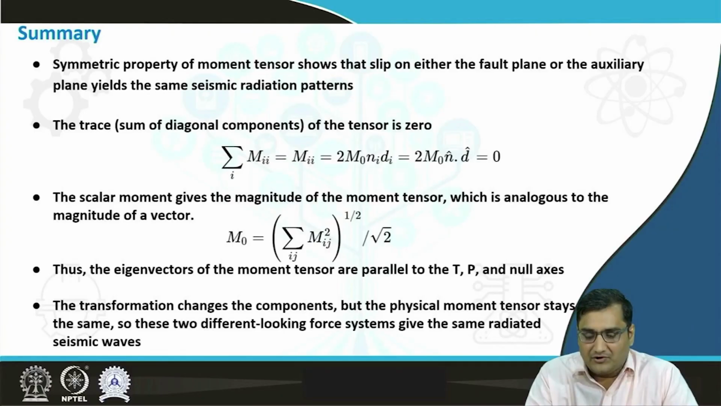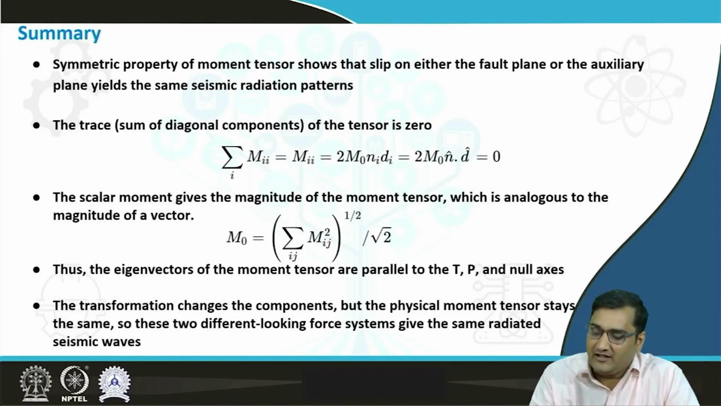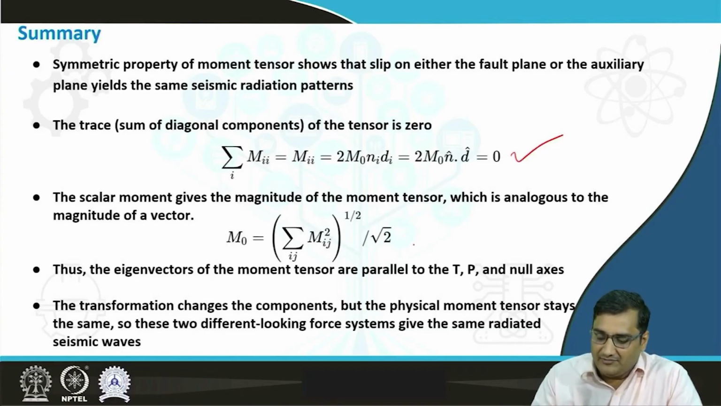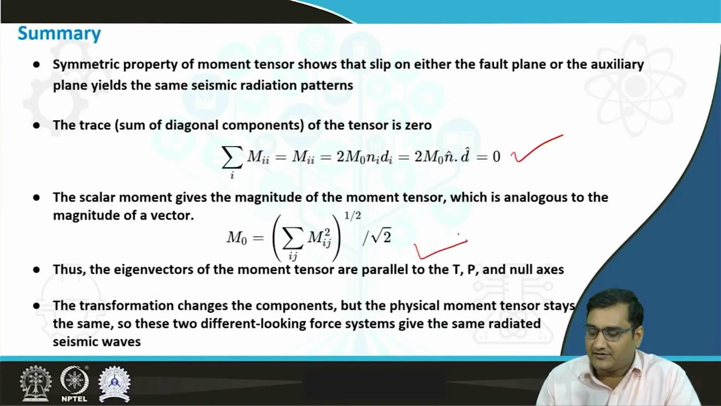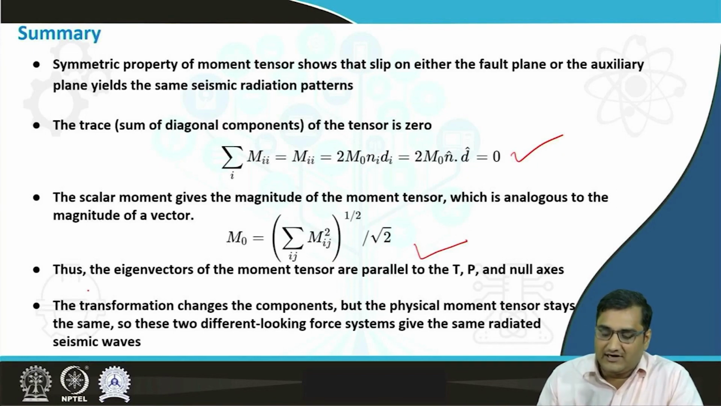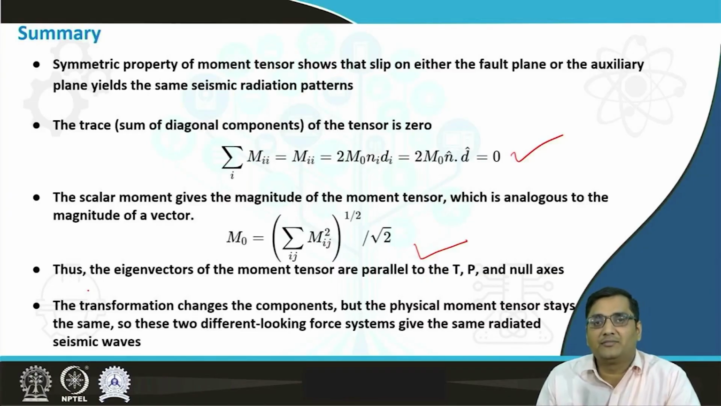Then we talked about the properties of the moment tensor. The moment tensor is symmetric in nature. That shows that slip happening either on the fault plane or on the auxiliary plane will always give you the same seismic radiation pattern. The trace of the moment tensor, that is, the sum of the diagonal components, will always be 0. The scalar moment can be represented by this particular expression, which is analogous to the magnitude of a vector. And then we saw that the eigenvectors of the moment tensor are parallel to the pressure, tension and null axis directions.